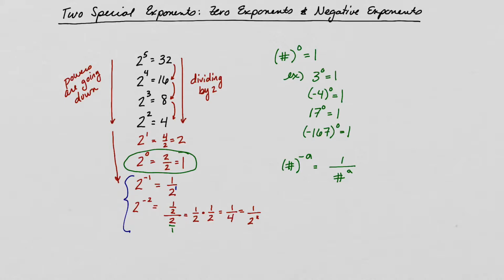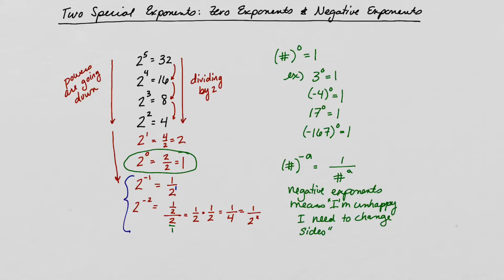And the way I think about this is, a negative exponent means I'm unhappy. I need to change sides. Right? So I don't like my position. I need to change where I am. I need to change sides.